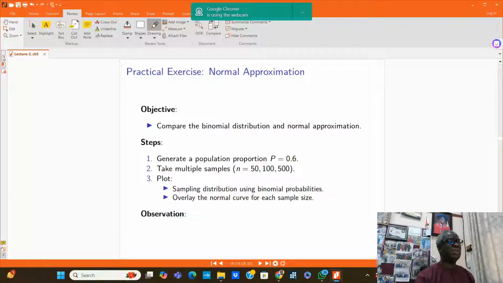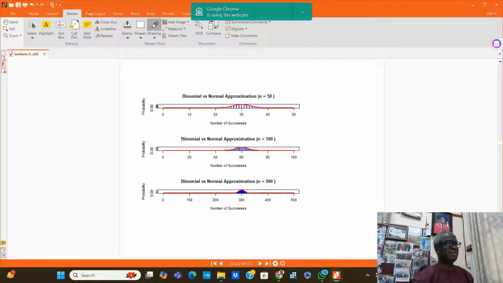So the first step will be to generate a population proportion of P equals 0.6. Then you take samples, this time multiple samples: n equals 50, n equals 100, n equals 500. Then you plot the binomial distribution, and then overlay the normal approximation. So you have something like this.